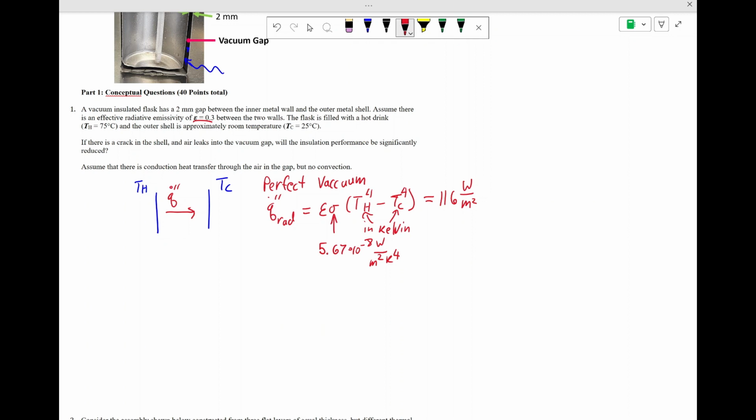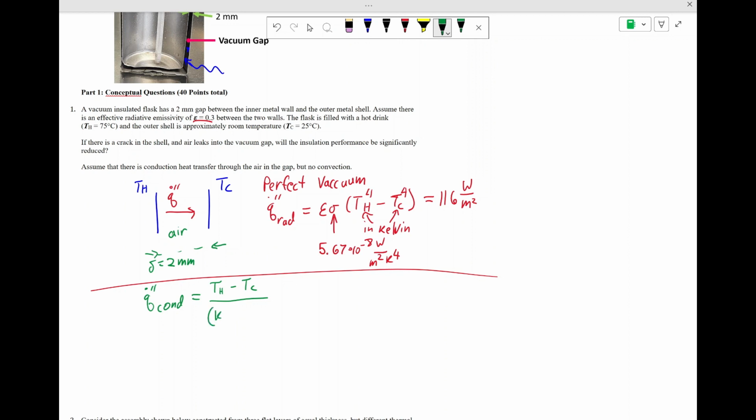Now let's consider what if there was also the possibility of conduction through that gap. So let's now consider that this gap also has air in it, and there's going to be conduction through the air. And this gap has a 2 millimeter width. We'll call that delta. So in that case, we've now got an additional mode of heat transfer through the gap due to conduction. So that is q dot cond is equal to TH minus TC over the areal conduction resistance through that gap, which is going to be k of air divided by delta.